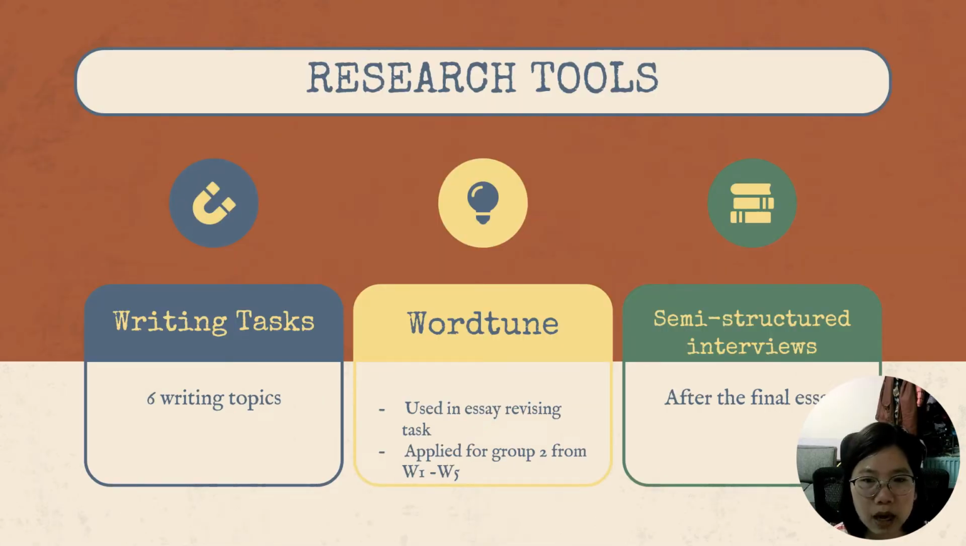Now, in my research, I use some tools like the writing task. I give them 6 different topics, and Wordtune they can use for their post writing task, and they apply it for only one group, from week 1 to week 5, and after that the final topic will be for evaluating the differences between the 2 groups. So they will not need to revise the essay anymore.